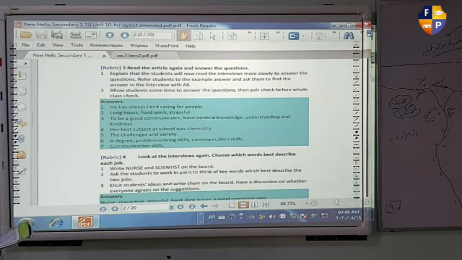Number 4, why did Nadia become a scientist? As we said, her best subject at school was chemistry. Number 5, what are 2 things that Nadia says are good about her job? The challenges and the variety. Number 6, what qualifications do scientists need? A degree, problem solving skills, and communication skills. The last question, what qualification do both Ali and Nadia think is important to be successful? Exactly, communication skills.